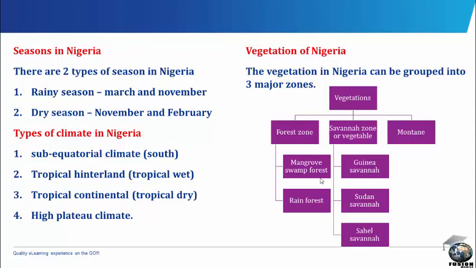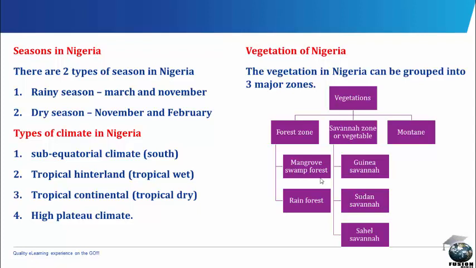Vegetation. The vegetation in Nigeria can be grouped into 3 major zones. 1. The forest zone or vegetation. The forest zone contains mainly trees and has the following forest belts: 1. Mangrove swamp forest, and 2. Rainforest.